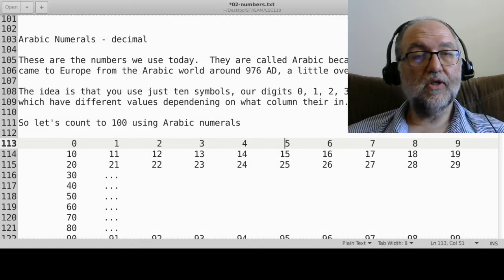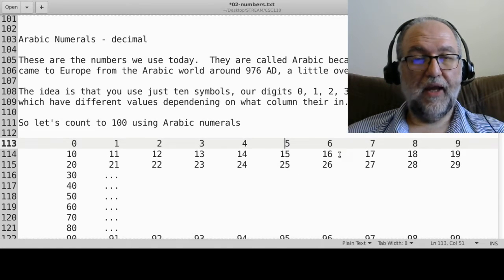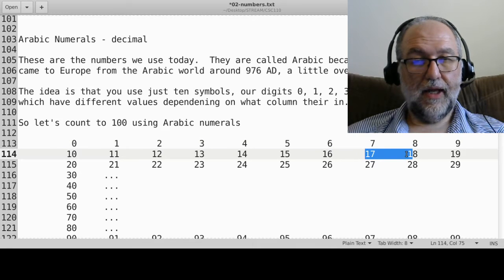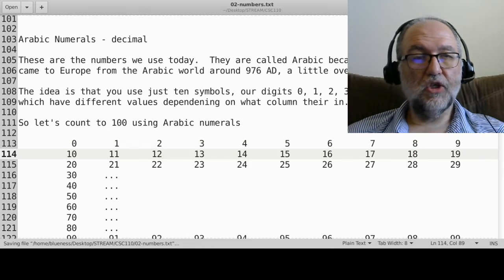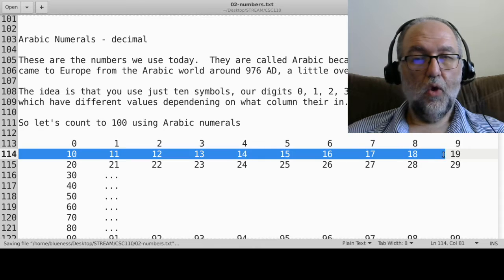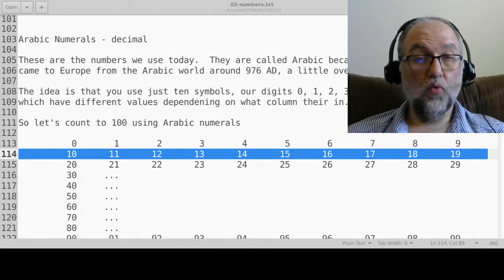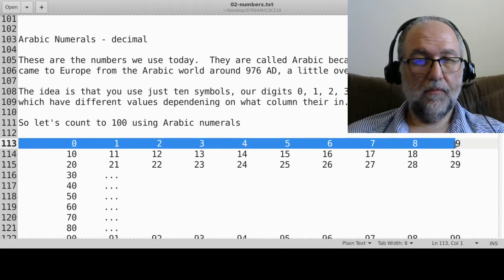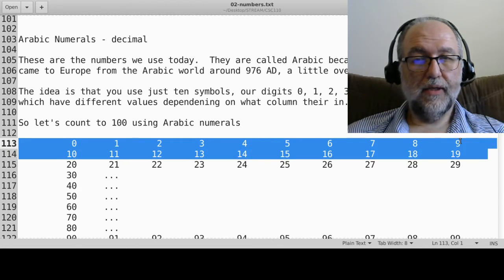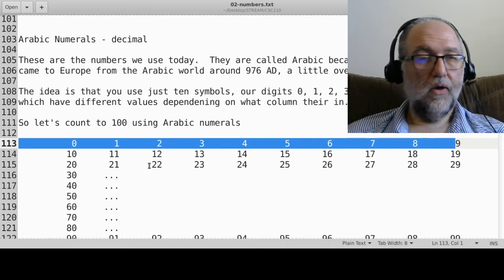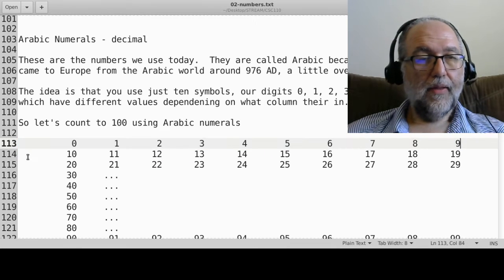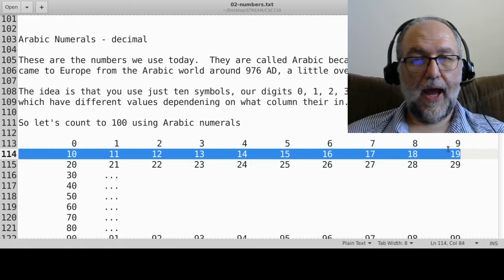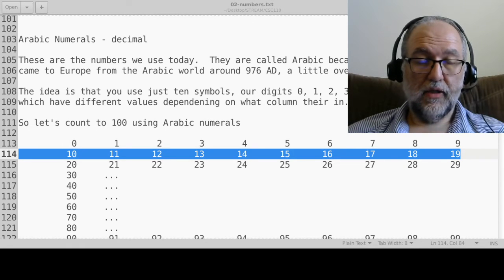And so we get 15, and then 16, then 17, then 18, then 19. What you should be looking at here is the number on the right: 0, 1, 2, 3, 4, 5. It repeats this entire sequence up to here, 0 through 9, like that. The second one repeats that sequence again, but with a 1 in front.